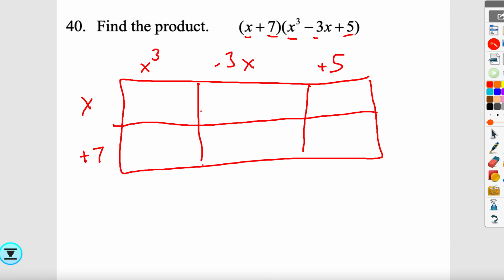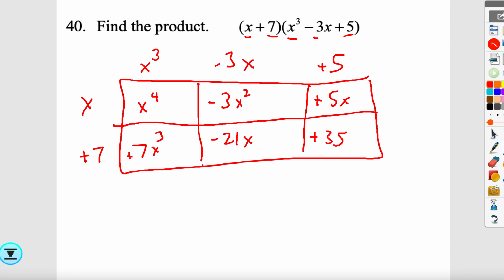It's a multiplication table. X times x cubed is x to the 4th. X times -3x is -3x squared. X times 5 is just 5x. 7 times x cubed is 7x cubed. 7 times -3x is -21x. 7 times 5 is 35.